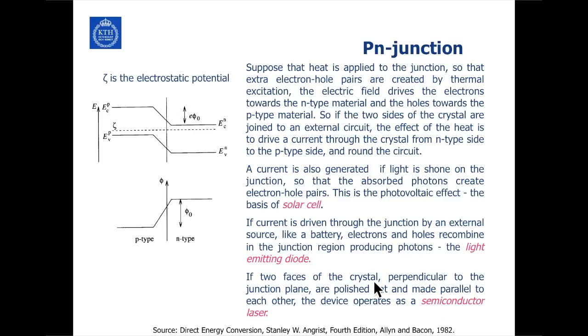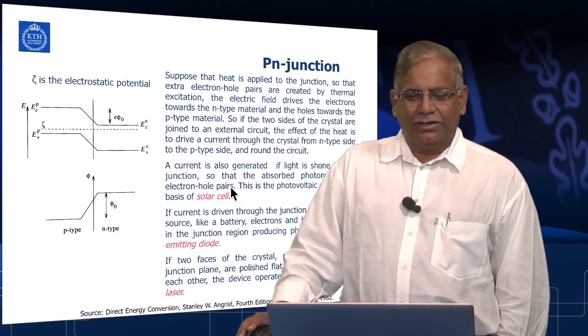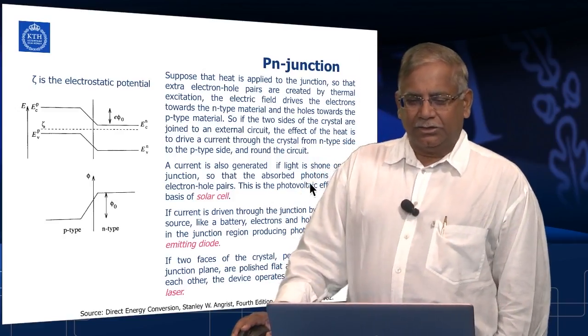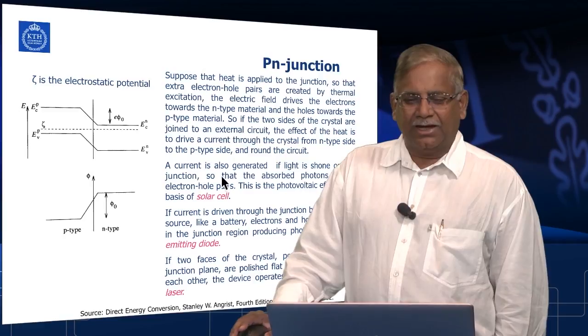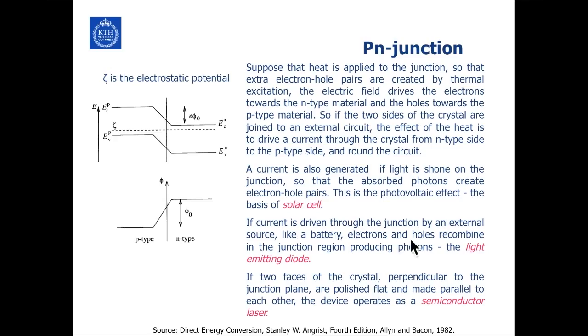If the two faces of the crystal are perpendicular to the junction plane, then what you get is what is called a semiconductor laser. So, essentially what we have here, depending upon the application, either you shine the light on the junction, you get the solar cell, or if you apply the current to the P-N junction, you get what is called light emitting diode. And if you make the faces of the P-N materials in the crystal perpendicular to each other, then you get what is called a semiconductor laser. So, these three effects can be obtained from the P-N junction.